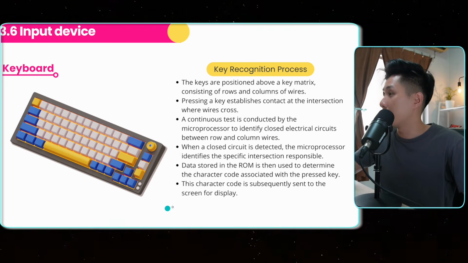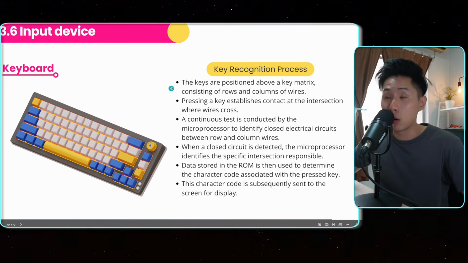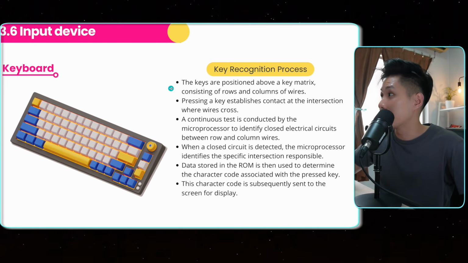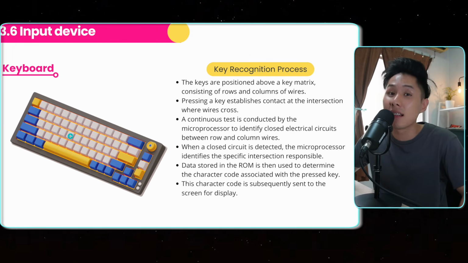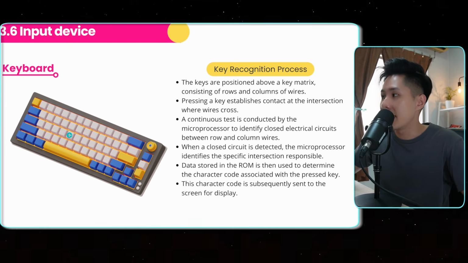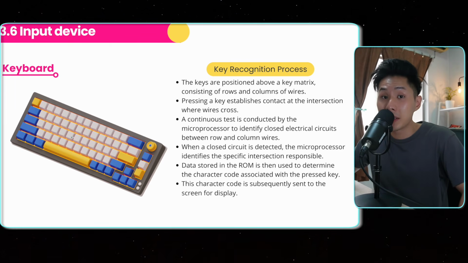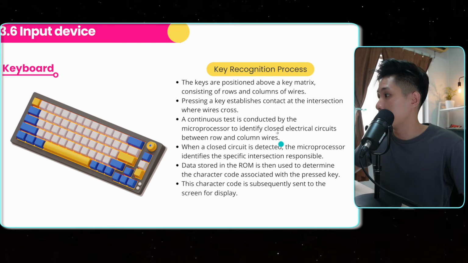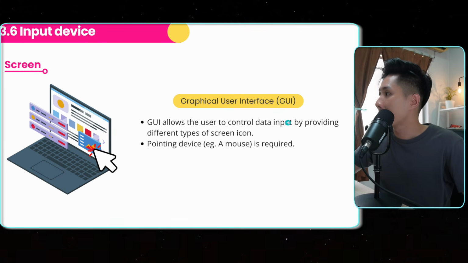And here are some of the processes that the keyboard goes through when it wants to recognize the key. Basically, every time you type a single key here, it will refer to something like a dictionary to check, oh, what character is this? And then it will be converted to binary to be sent to the computer. So it's something that you can read along the way.